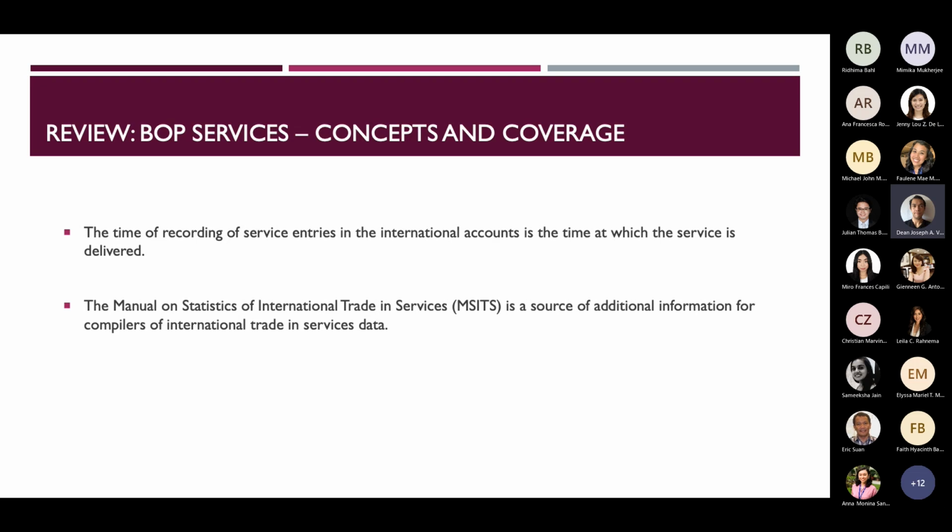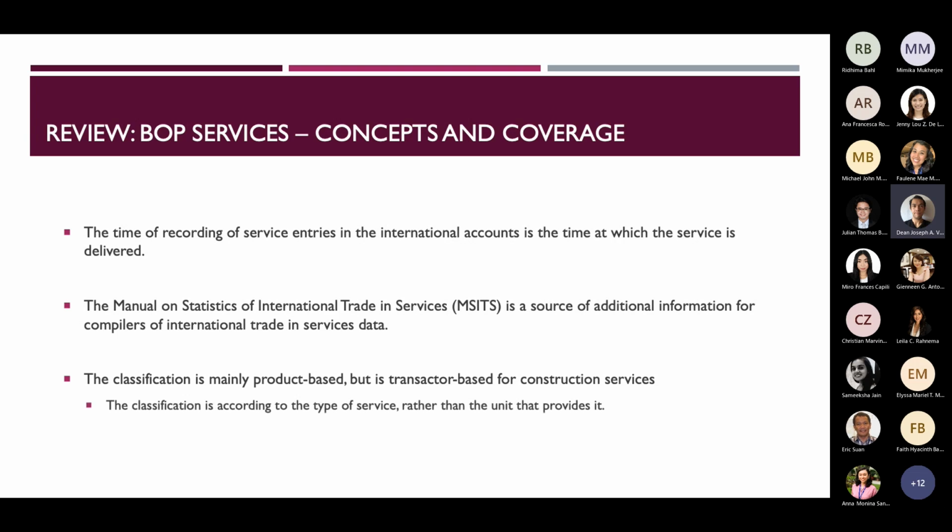It uses a conceptual framework consistent with the 2008 SNA, and this responds to the information needs related to the General Agreement on Trade in Services and other agreements. The classification scheme for the SITS is the extended balance of payments services classification. And the classification for services is mainly on a... based, but it's transactor based for construction services. What this means is that, specifically from the national accounts perspective, construction might be classified under goods. At least that's what I've seen in some of the national accounts statistics published. But in the case of the BOP, it would be classified under services.